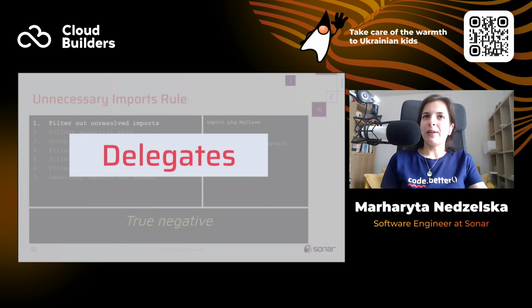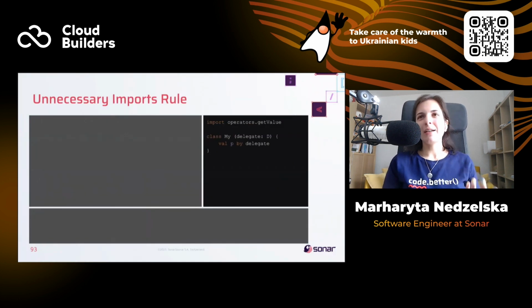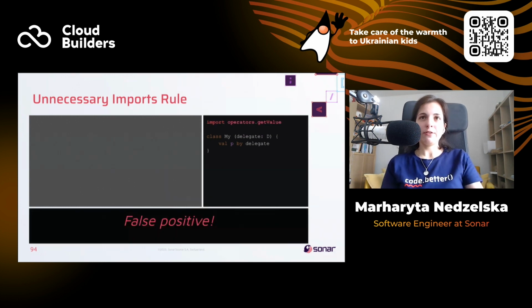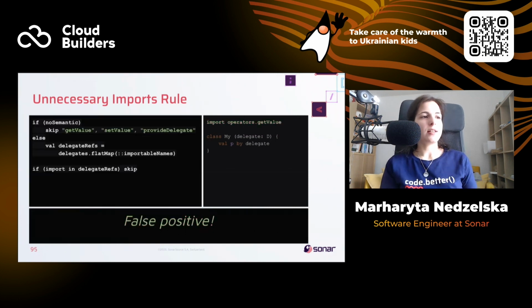Then we faced an issue with delegates. So some people write delegates, and here the problem is that what you see in the code when you use a delegate is just the by keyword, but what you see in imports is getValue and setValue. And that was not really easy to figure out, why you have this false positive. After some investigation, we found out that you can actually get the importable name from delegate references. So we added a fix and fixed this sort of false positives with delegates.